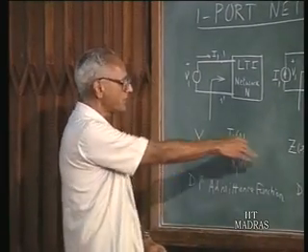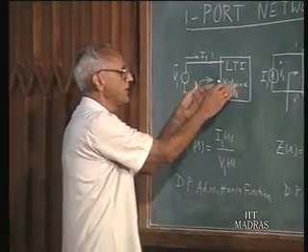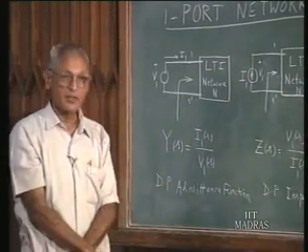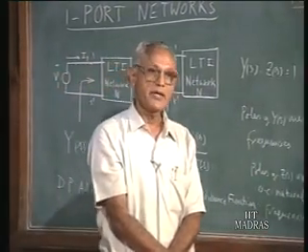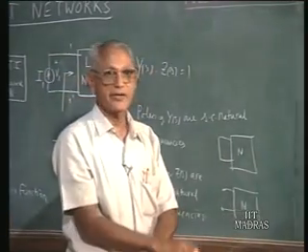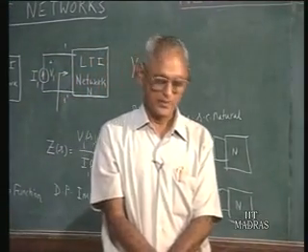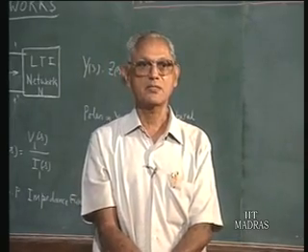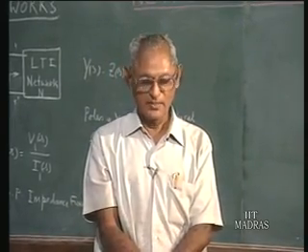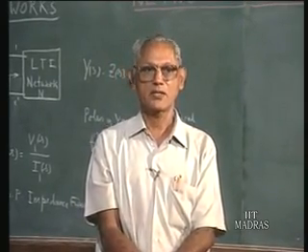Now all these definitions assume that there are zero initial conditions in the network. If there are no initial conditions, in the transform network every inductance is replaced by its impedance function, which is LS, the generalized impedance function. Every capacitance has an impedance 1 over Cs. Every resistance has an impedance function R.